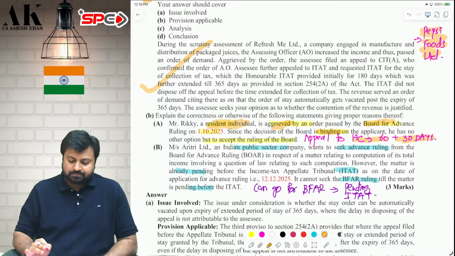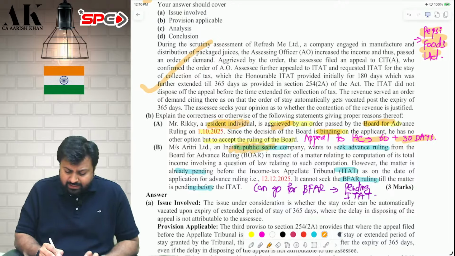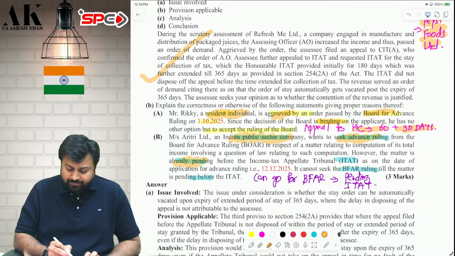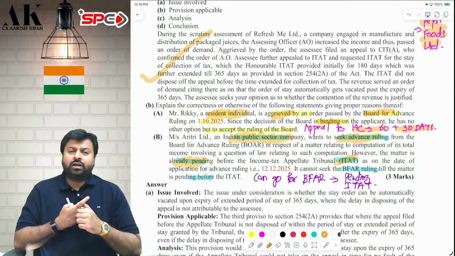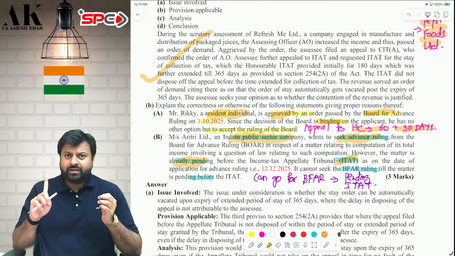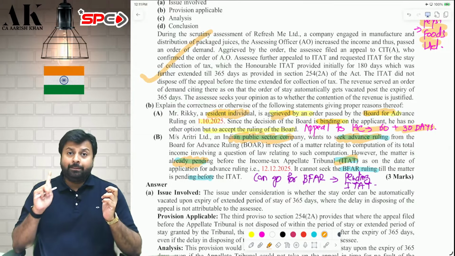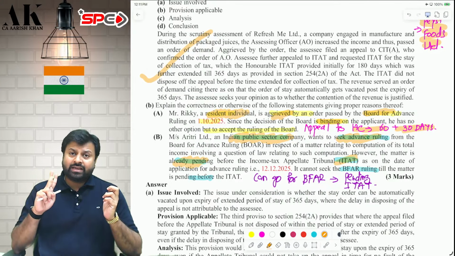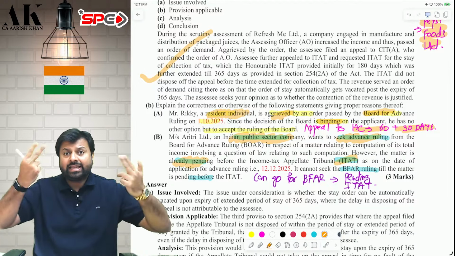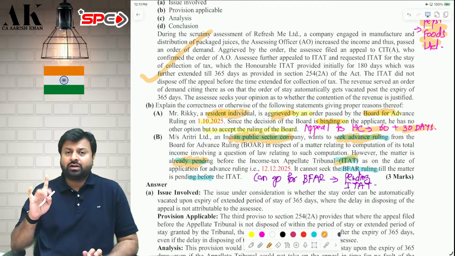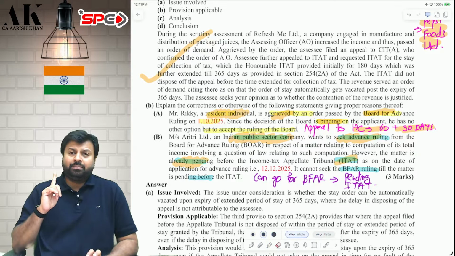60 plus 30. Then there is an Indian public sector company. It wants to go to board for advance ruling, but it has a concern that their case is already pending in front of ITAT. Can they go for a board for advance ruling? See, generally, you cannot go for board for advance ruling if your case is pending in front of income tax authority, ITAT or any court. But for public sector company, there is a relaxation that if the case is pending in front of ITAT or income tax authority, still they can go for board for advance ruling. For other assessee, this relaxation is not available. This relaxation is only available for public sector undertaking.